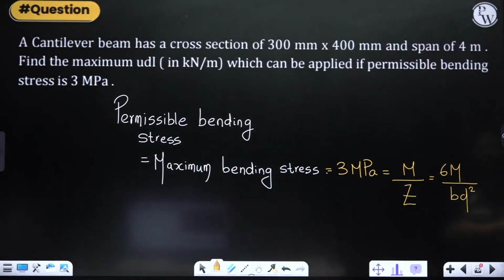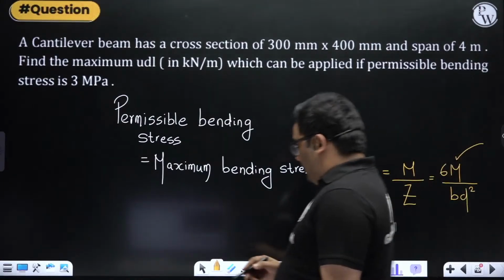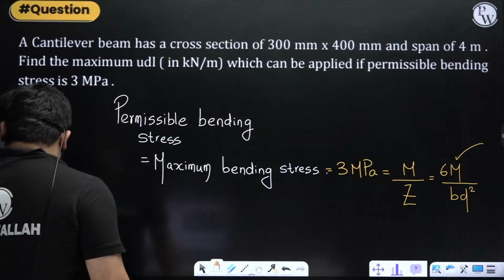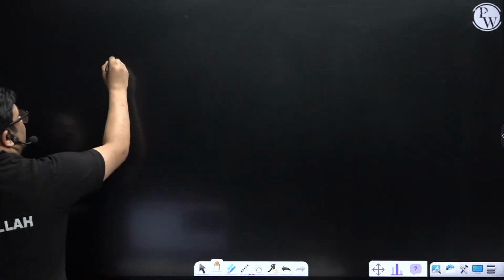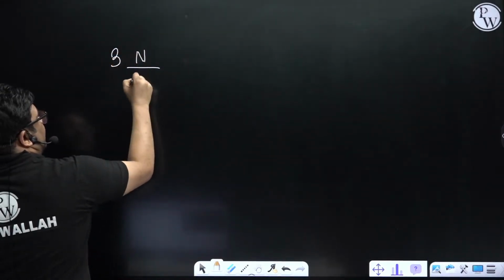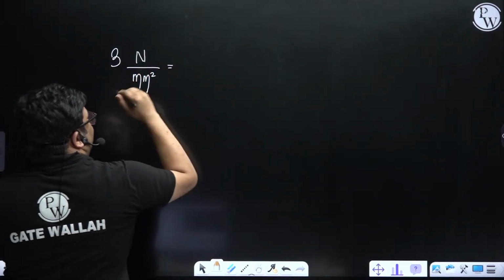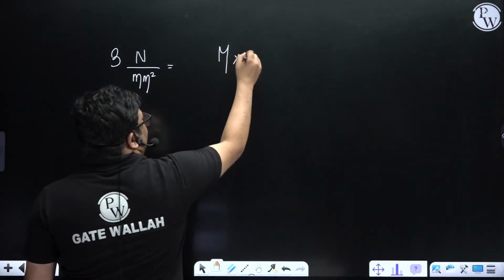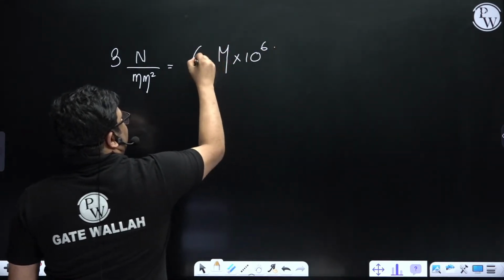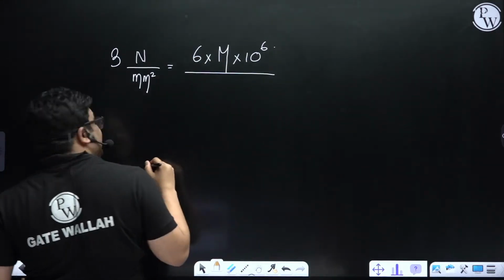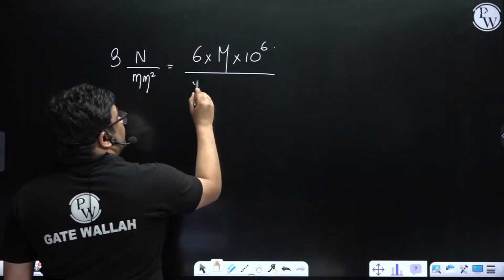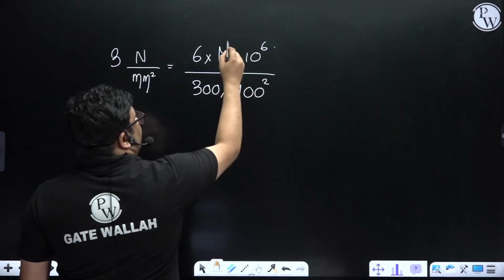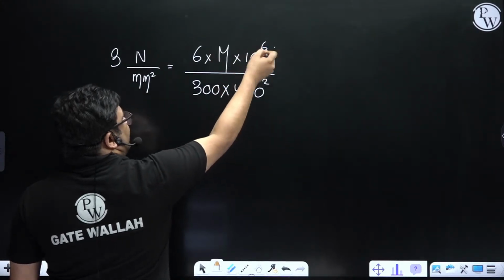Now, from here we can find the bending moment. Very easy, but you have to solve taking care of units. So it is 3 Newton per mm square. This is the maximum bending stress, that is equal to the bending moment. Let me take the bending moment in kilonewton meter, so I'll convert into Newton mm by multiplying by 10 to the power 6. Then 6 for the BD square thing. And B is 300, D is 400, so 300 into 400.